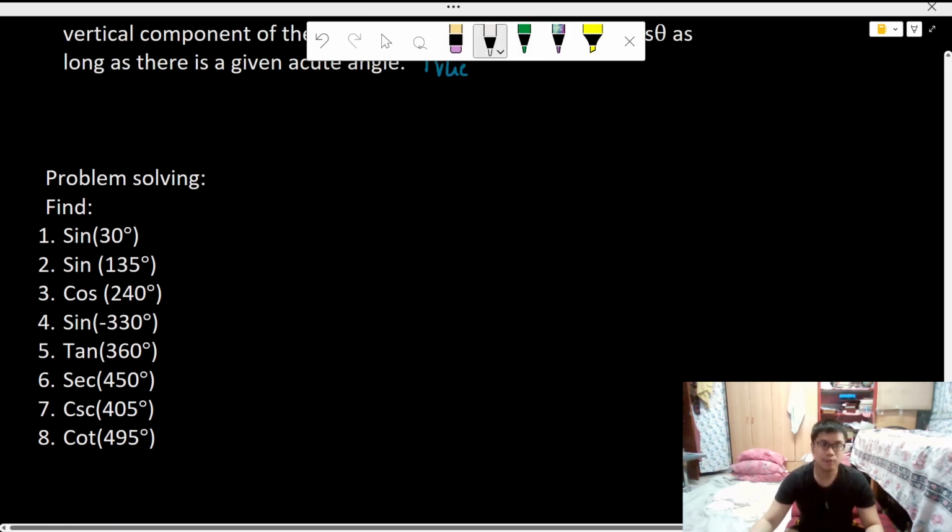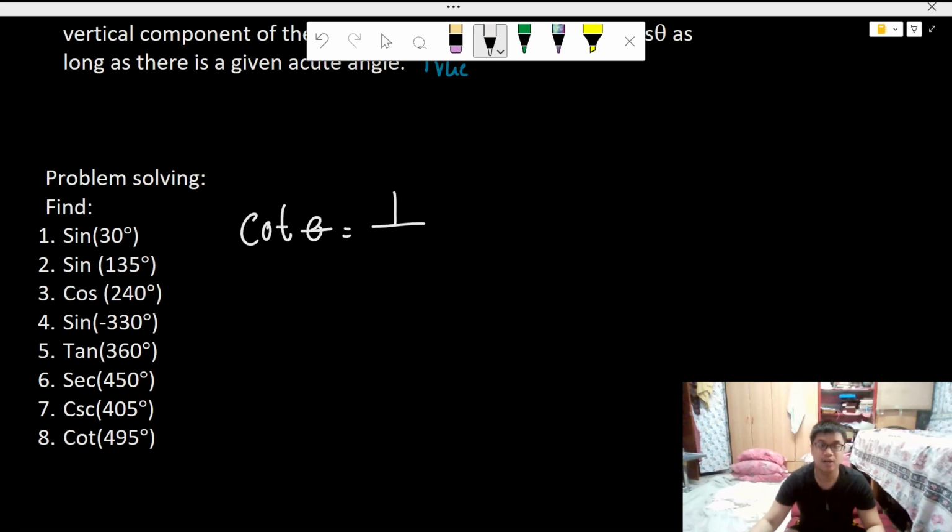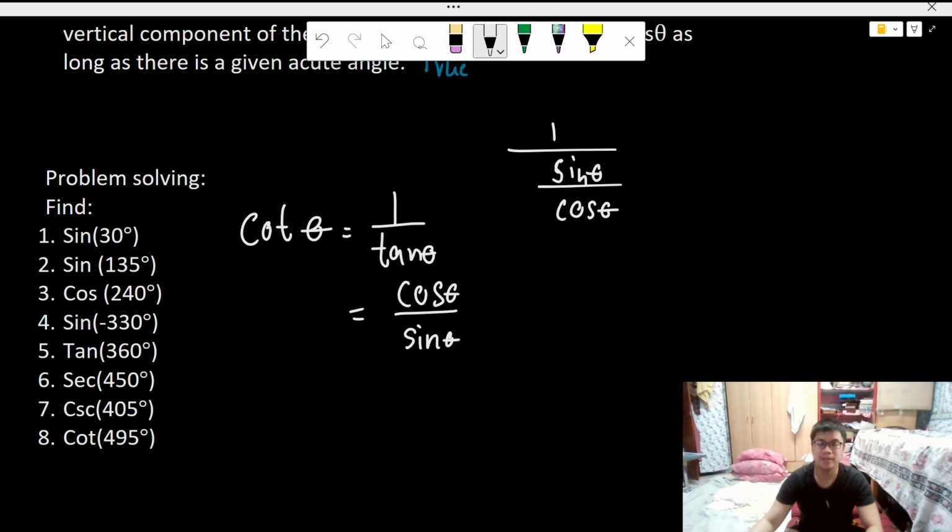So, remember that cotangent theta is basically the reciprocal of tangent theta. So cotangent theta is equal to 1 all over tangent theta, or we can have cosine theta all over sine theta. How did I get that? Well, remember that tangent theta is equal to sine all over cosine, right? So we have 1 all over sine theta all over cosine theta. And remember what I did to the fraction earlier?